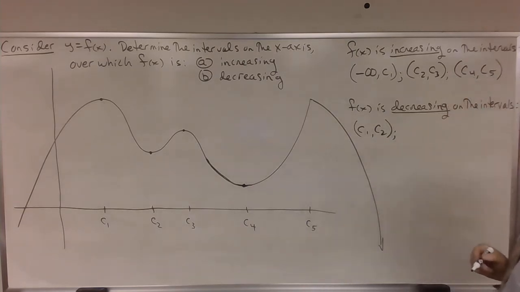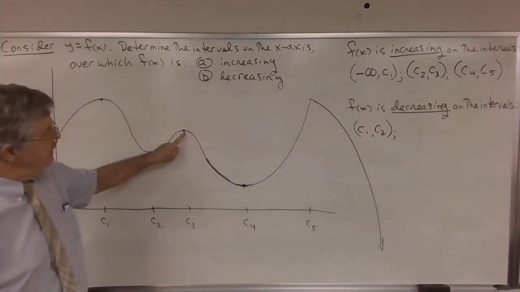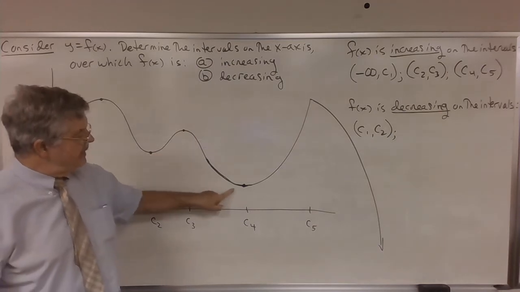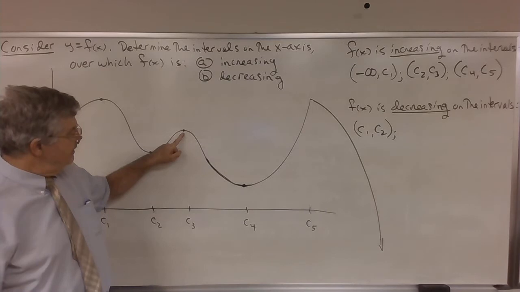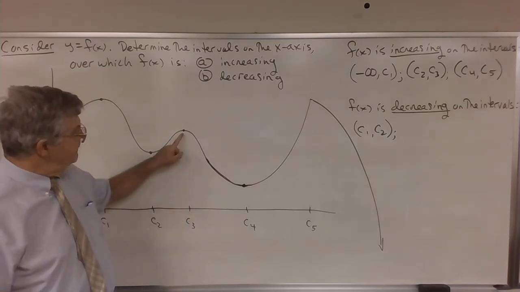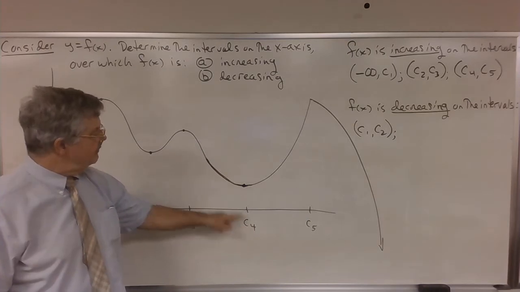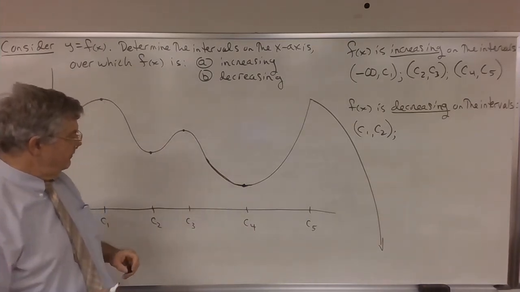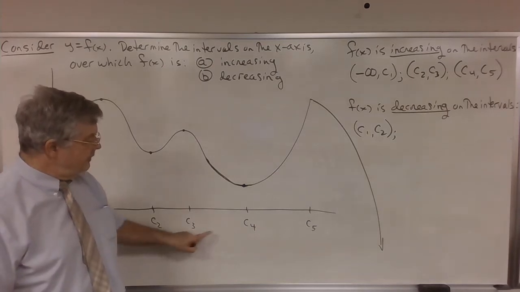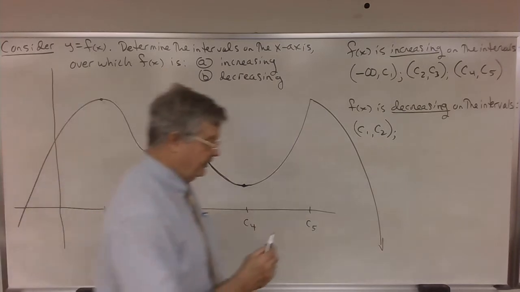See, any other intervals? Yeah, I see some. Starting right here, the graph goes downhill again till it reaches this point. So starting right here where x is equal to C3 and continuing till here when x is equal to C4, the graph goes downhill, or it's decreasing. So over the interval C3 to C4, this function is decreasing.